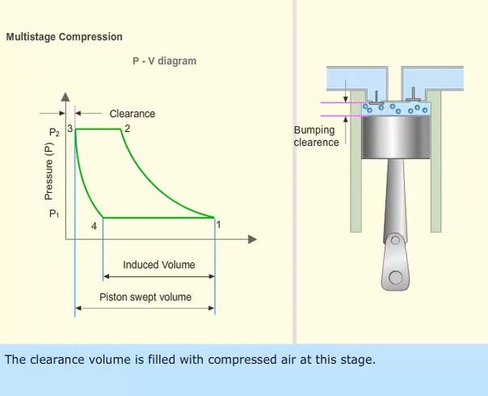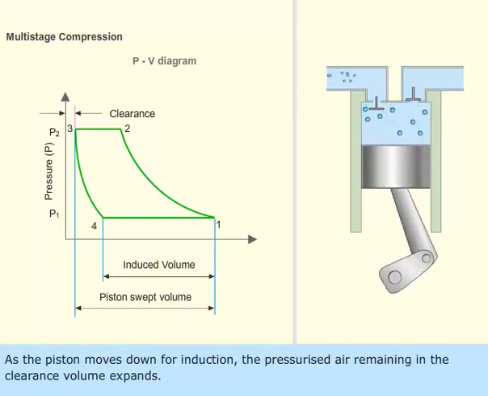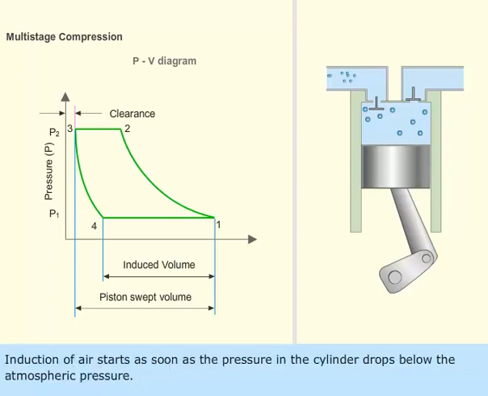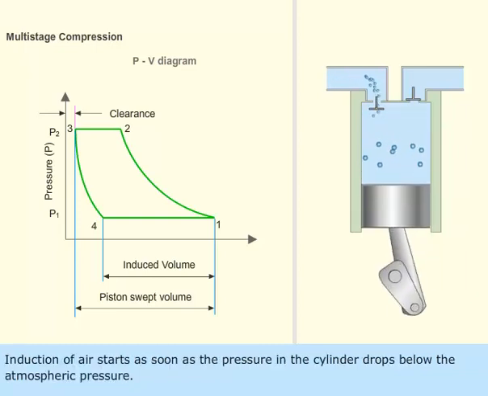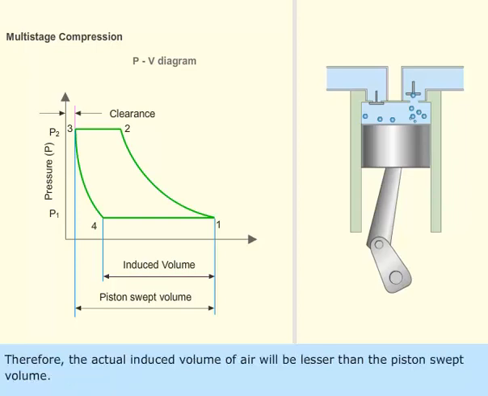The clearance volume is filled with compressed air at this stage. As the piston moves down for induction, the pressurized air remaining in the clearance volume expands. Induction of air starts as soon as the pressure in the cylinder drops below the atmospheric pressure. Therefore, the actual induced volume of air will be less than the piston swept volume.